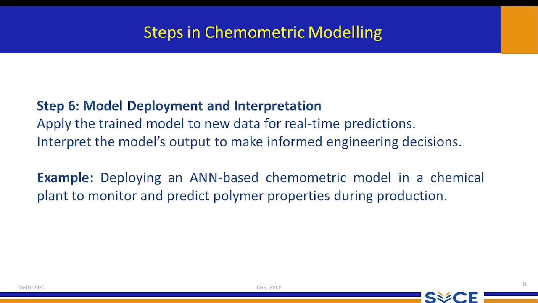Deploying an artificial neural network based chemometric model in a chemical plant to monitor and predict polymer properties during production. Let's say you have a CSTR reactor where a polymerization reaction takes place. Temperature and pressure are variables that need to be varied, and you try to find the variation and accordingly get the results. So you could be able to predict the polymer properties.